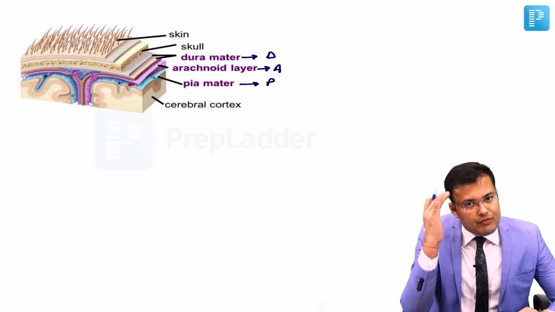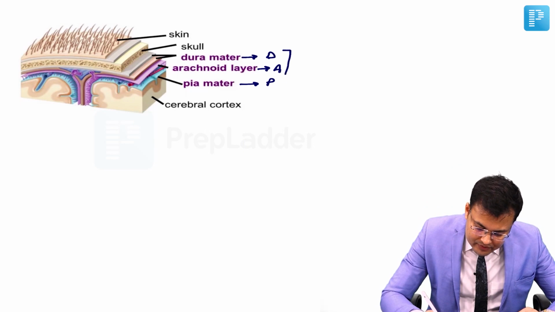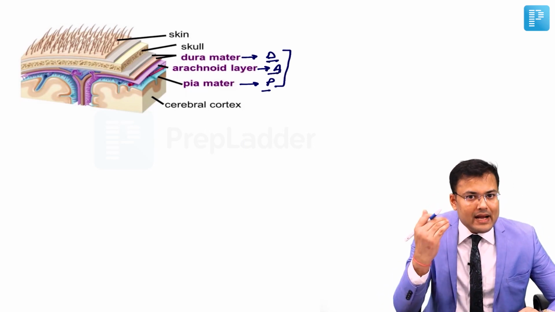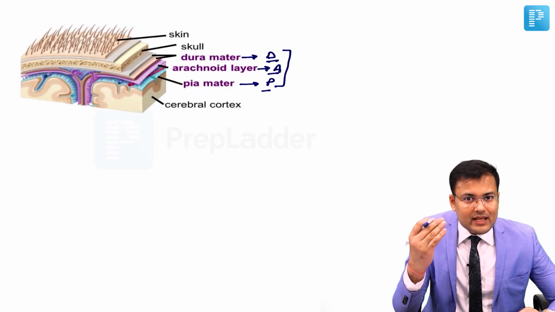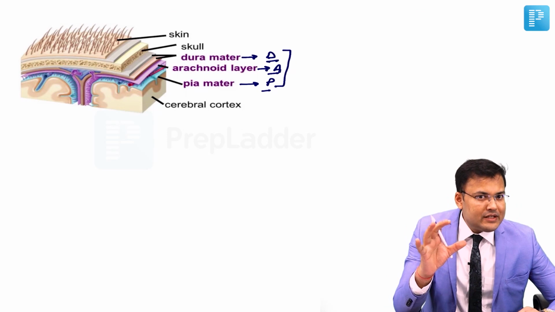Clear? So between skull and brain there is a pad. Can you see? There is a pad. Innermost is pia, then arachnoid, and then dura. So these are the layers of meninges. It's very easy to understand.